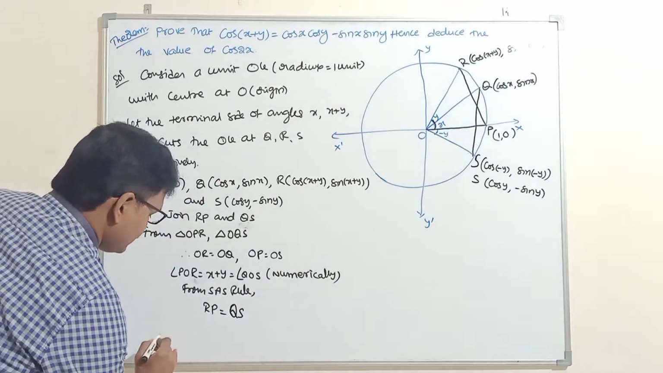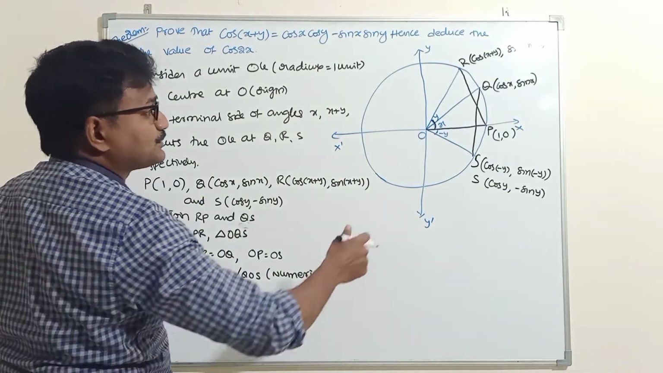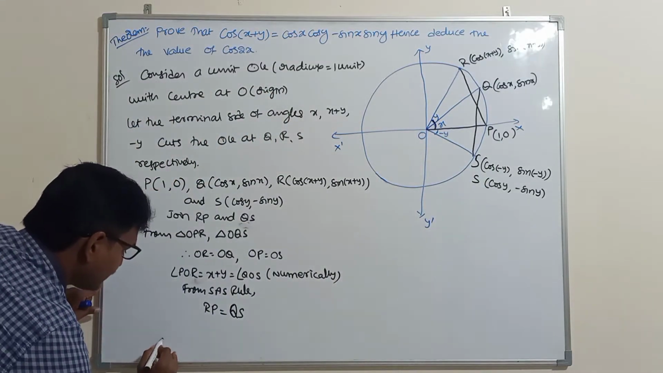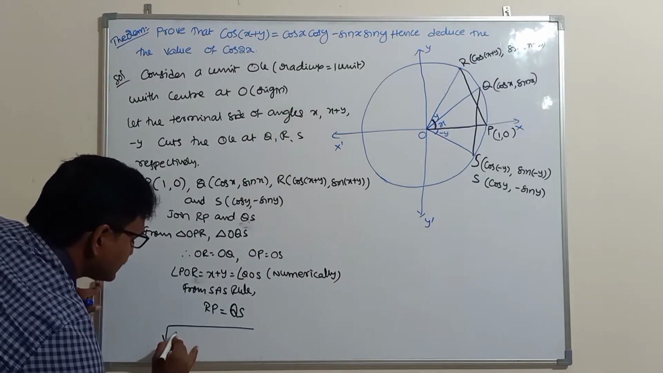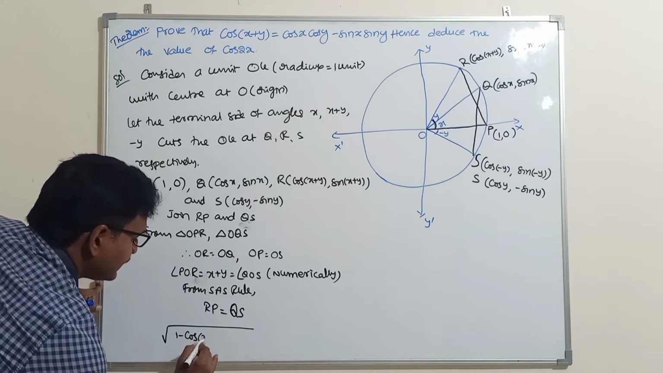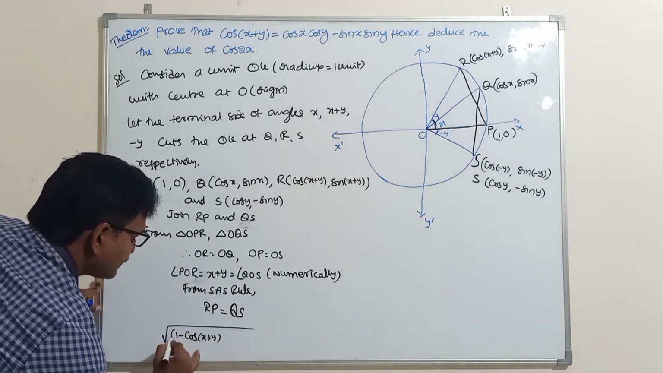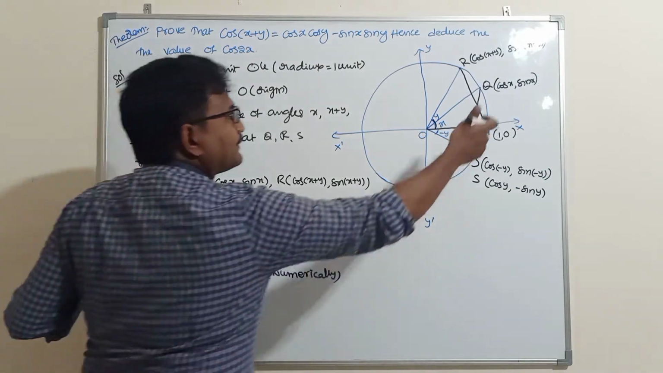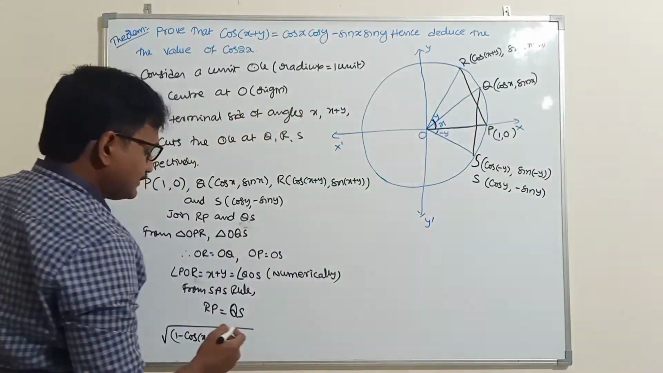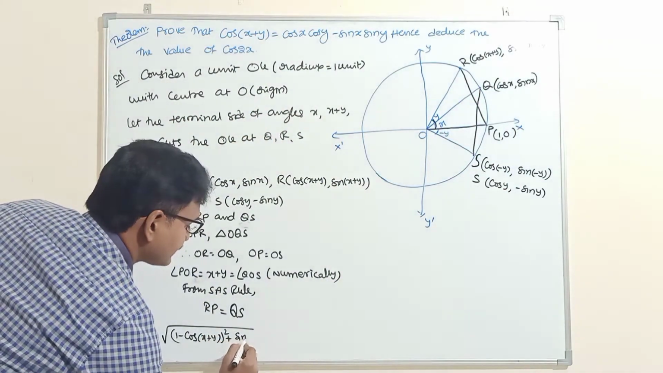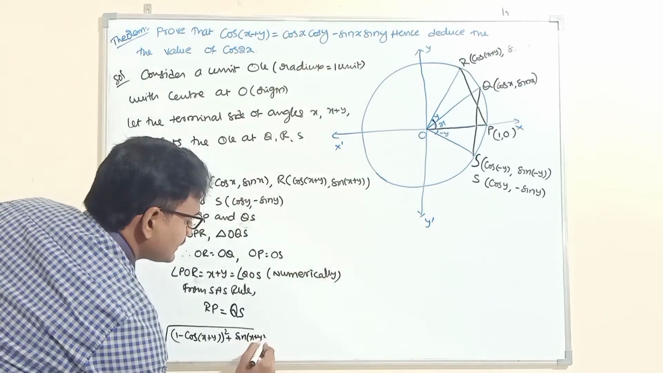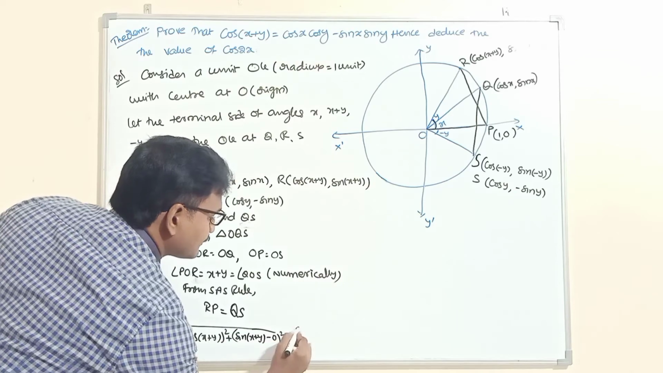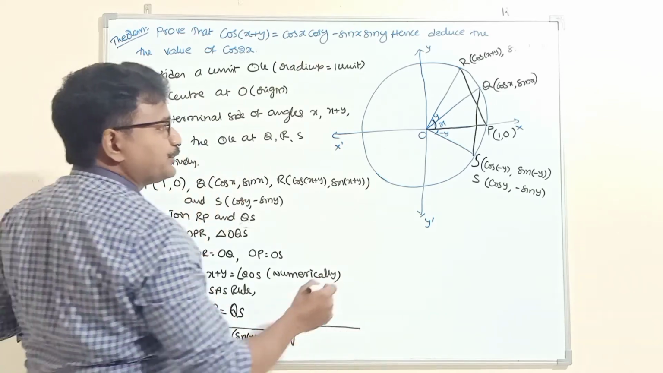So next, what is the distance between these 2 points? RP is the square root of (x2 minus x1) whole square, that means (1 minus cos of (x plus y)) whole square plus (y2 minus y1) whole square, that is (sin of (x plus y) minus 0) whole square.